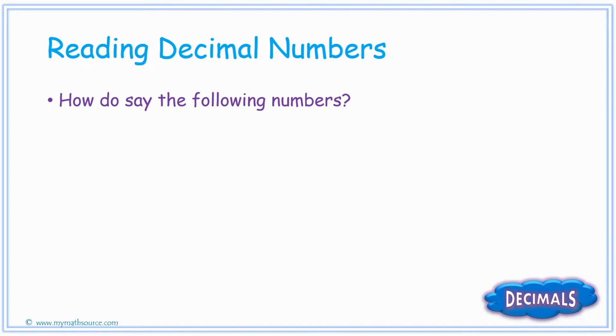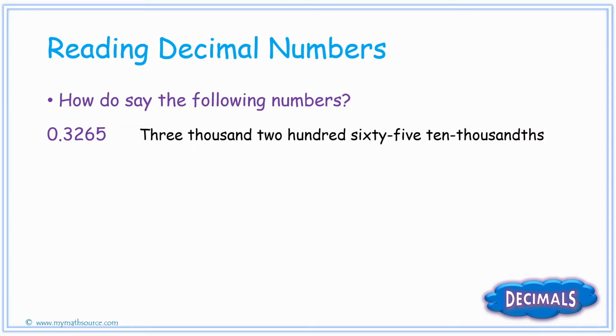How would you say the following numbers? Most people would say 0.3265 as we talked about before. But remember, the correct way would be to identify the last digit's place value and to say the number after the decimal point like a regular number. So that number is simply 3,265 ten-thousandths.